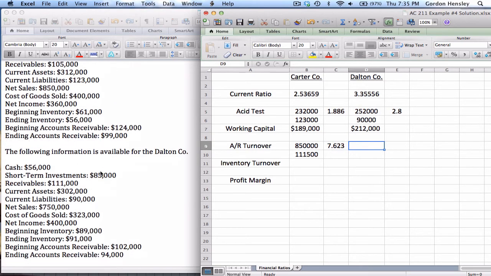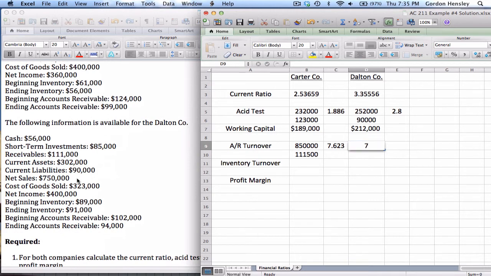Then I'll do the same thing for Dalton Company. Net sales, $750,000. Receivables, the average of $102,000 and $94,000. And then I'll take those net sales and divide it by the average receivables. I get about 7.653. So they both have a pretty healthy accounts receivable turnover, and it's awful close. 7.62, 7.65. Pretty close. That means both of them on average turned over their accounts receivable about 7.6 times, almost 8 times in a year. So that's pretty good.